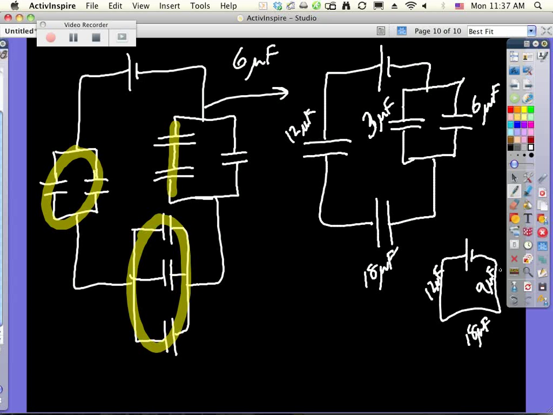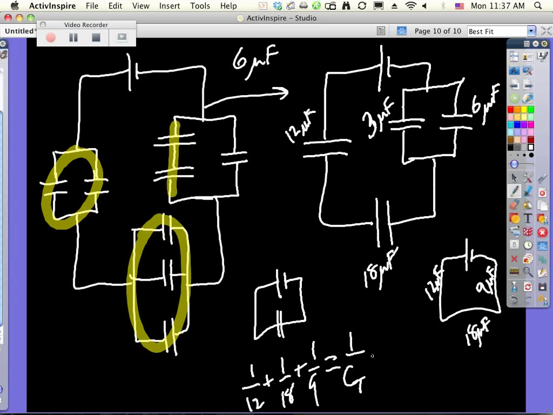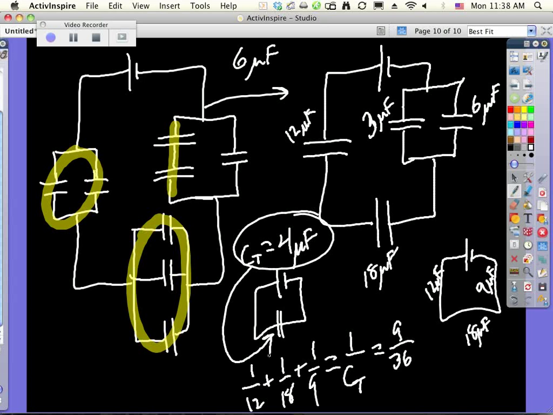And now we have to add 12, 18, and 9. So what's our least common denominator? Yeah, 36. So we're looking for this. So we're going to go 1 over 12 plus 1 over 18 plus 1 over 9 is equal to 1 over c total. And that's going to be 3 over 36 plus 2 over 36 plus 4 over 36, which gives us 9 over 36. And that gives us a total capacitance of 4 microfarads. So that thing is 4 microfarads.